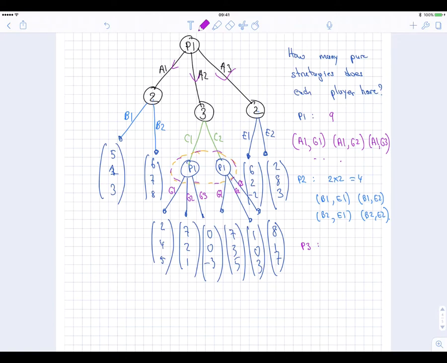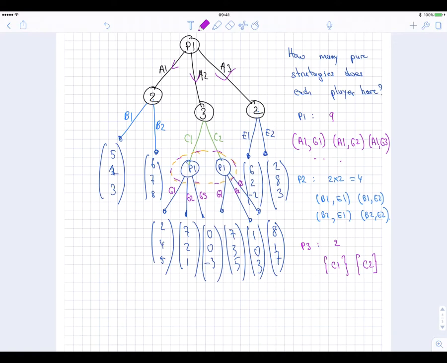How many strategies will player 3 have? This is an easy one. 2, of course. In this case, the number of actions will coincide with the number of pure strategies because he only has 1 decision node. So the pure strategies for player 3 are going to be C1 and C2. So far so good? Okay, excellent.